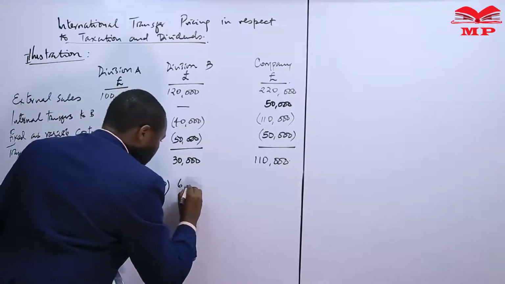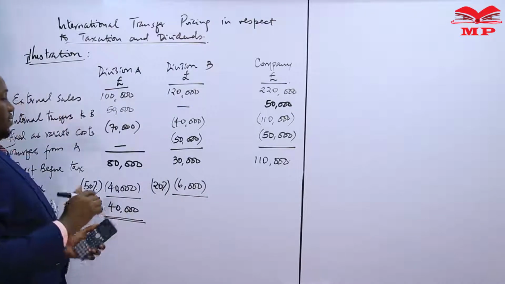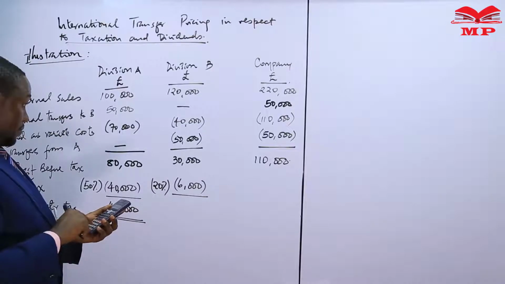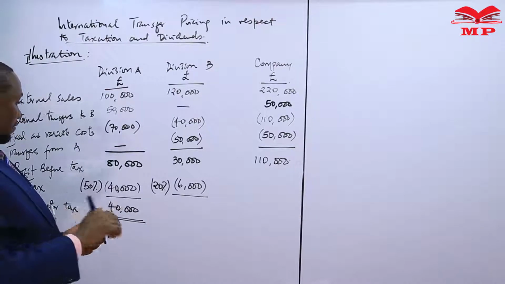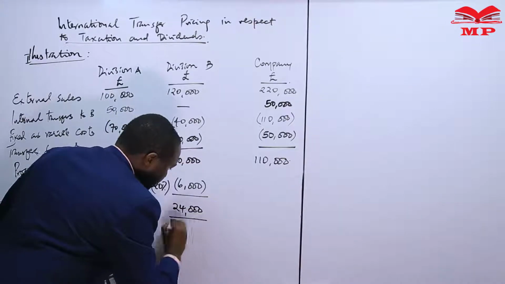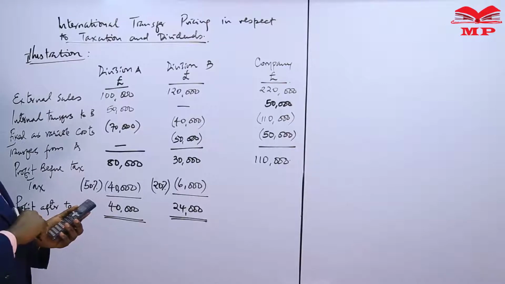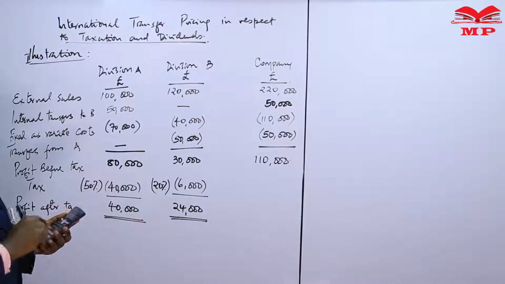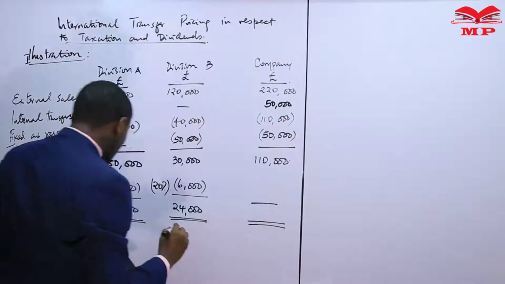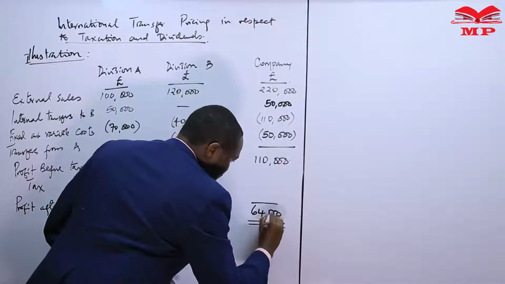This is 6,000. So 30,000 minus the 6,000, we are left with 24,000 as a profit after tax. So 24,000 plus the 40,000 will give us what? The net position for the whole company profit after tax will be 64,000.